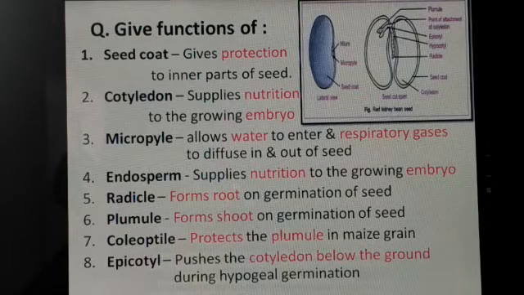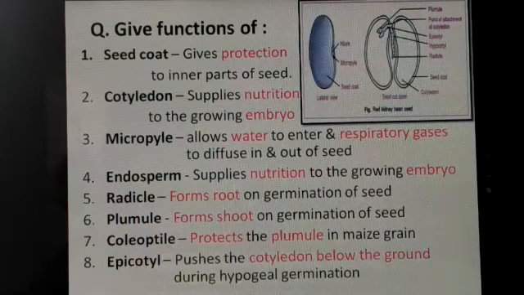Plumule forms shoot on germination of seed. Next structure is coleoptile. Now coleoptile is also present in maize grain. Coleoptile protects the plumule in maize grain. Now you have to understand, in coleoptile, maize grain has to be mentioned because coleoptile is found in maize grain, not in bean seed or any other normal seed.